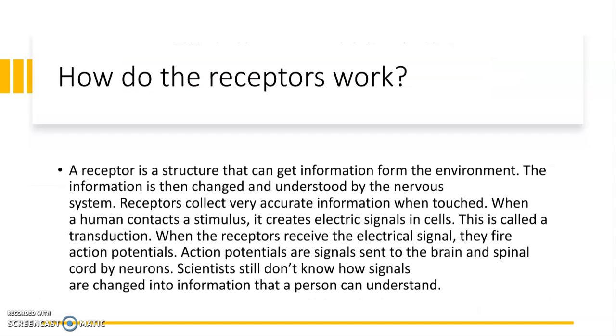So how do the receptors actually work? The receptor is a structure that can get information from the environment. The information is then changed and understood by the nervous system. Receptors collect very accurate information when touched. When a human contacts a stimulus, it creates electrical signals in cells. This is called transduction. When the receptors receive the electrical signal, they fire action potentials. Action potentials are signals sent to the brain and spinal cord by neurons. Scientists still don't know how signals are changed into information that a person can understand.